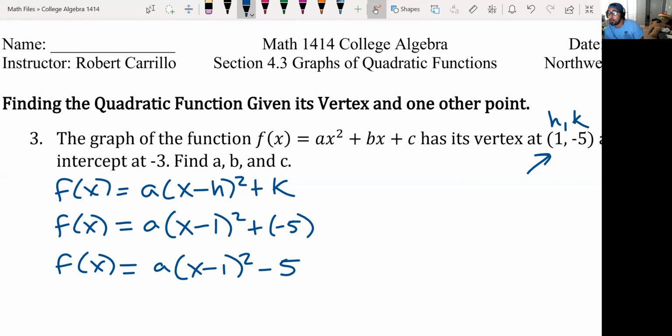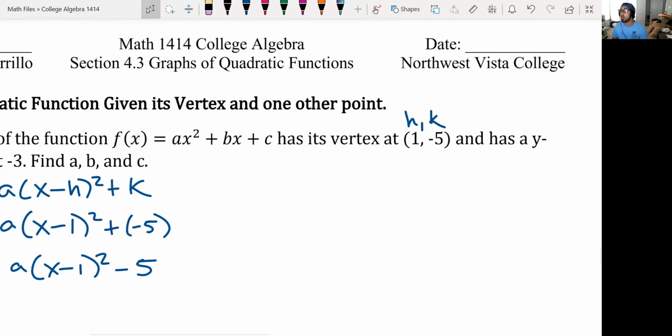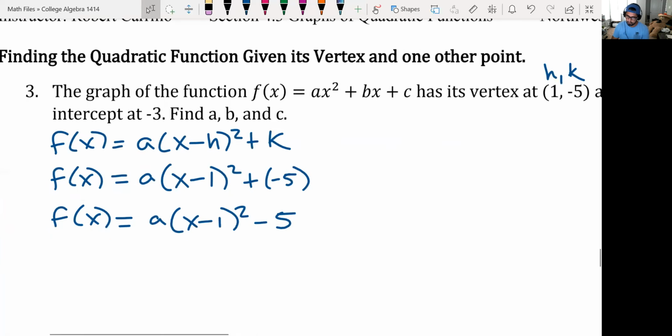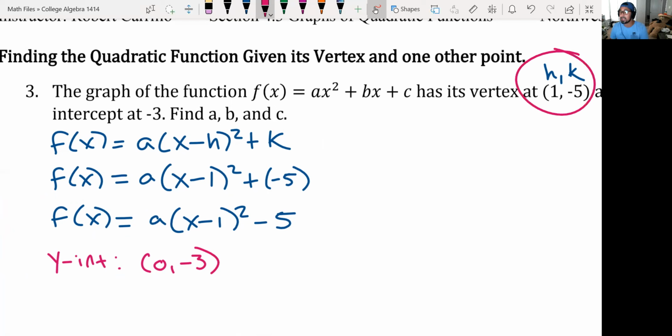The first thing we're going to look for is, what is the value of a? To find that, we use that other piece of information. It says you have a y-intercept at -3. Since my y-intercept is at -3, that gives me the point (0, -3), which means we use the same process as we did in the beginning. This gave us a point. What did we do? We plugged it into the vertex form.